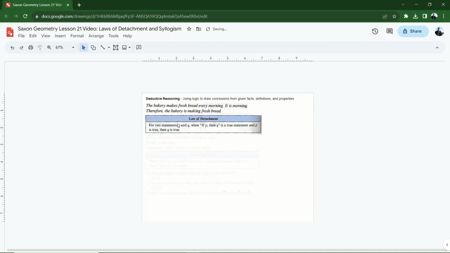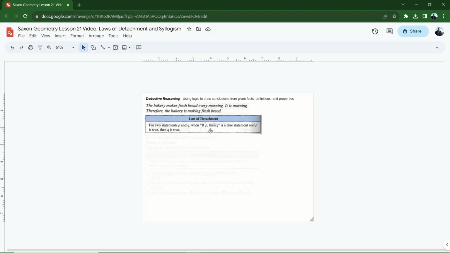All right, let's take a look at what we just did here. This is an example of what's known as the law of detachment for two statements, P, a hypothesis, and Q, when if P then Q is a true statement. So we did have to write it as a conditional statement. Just want to emphasize that here. We have to make sure that we take casual statements like this and turn them into conditional statements so that we can analyze them properly.